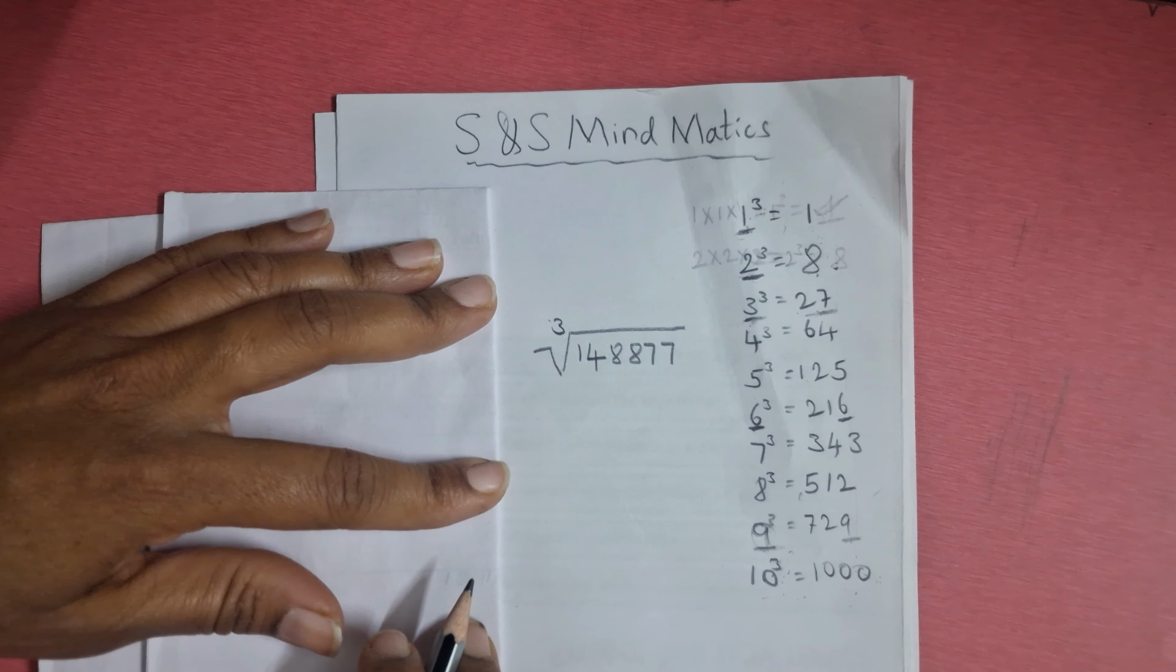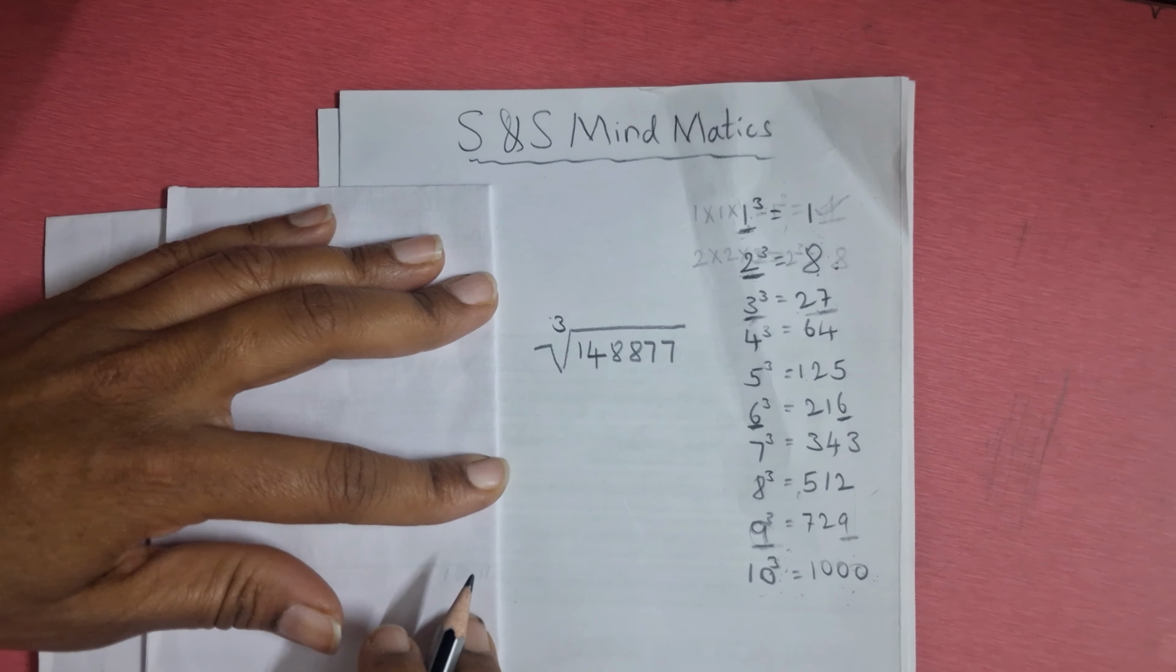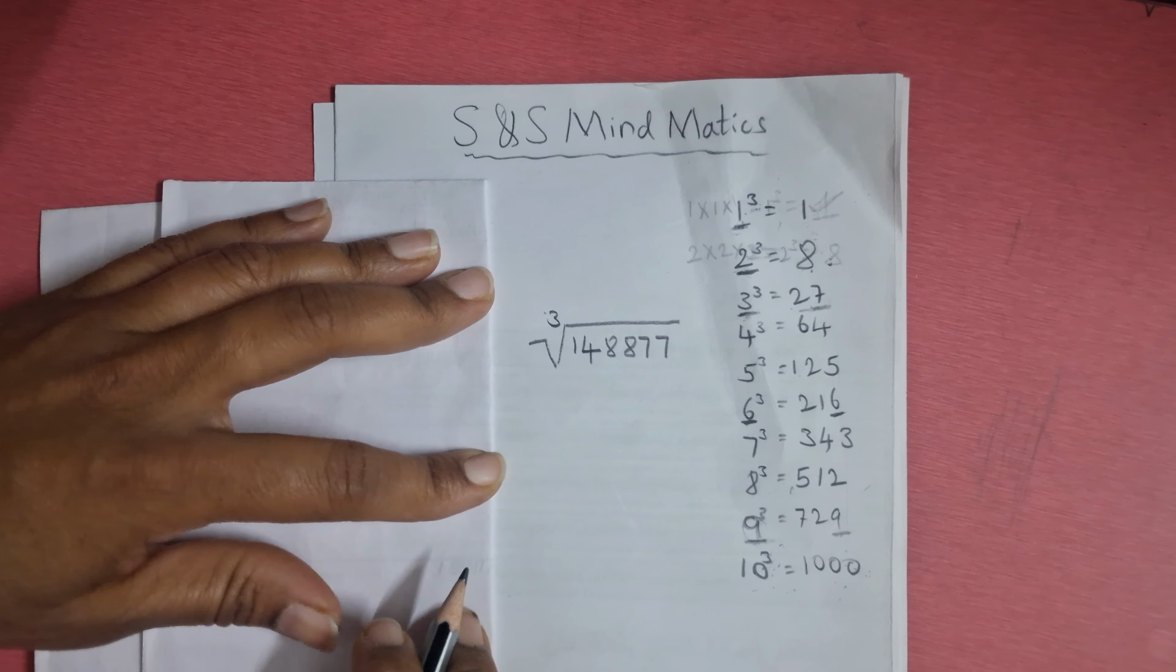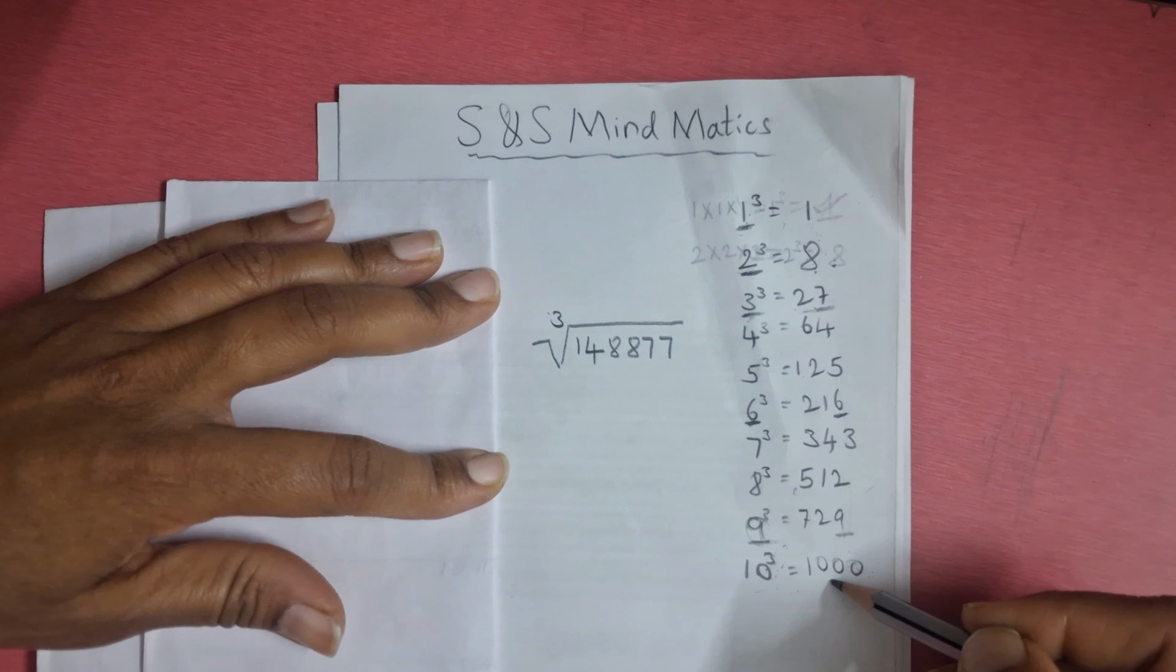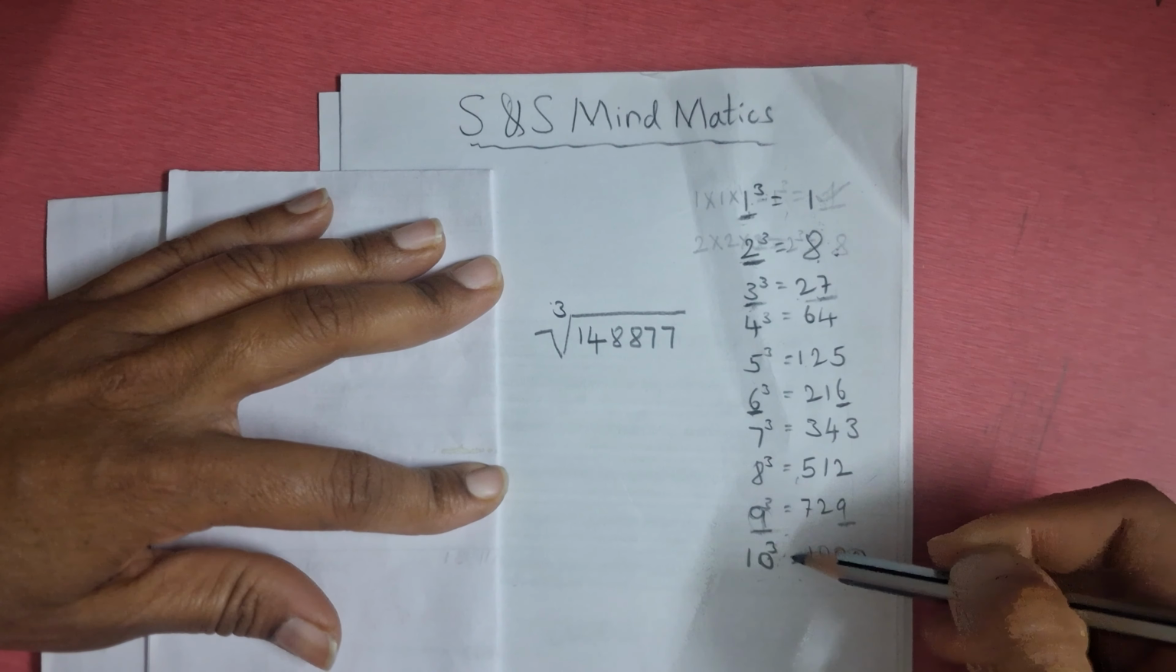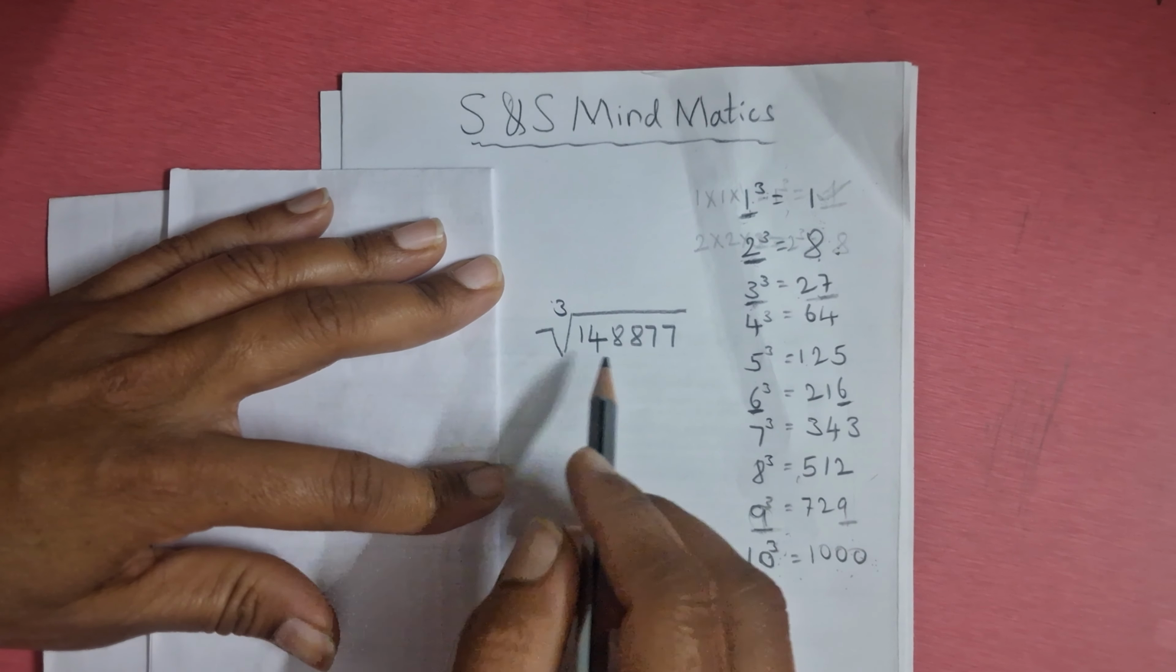Today we are going to learn how to solve the cube root of a 6-digit number. Before that, we have to make a table of the cubes of all the numbers from 1 to 10. So here the table is ready. Let us move on to the sum.